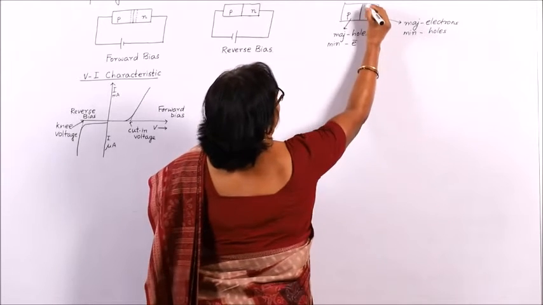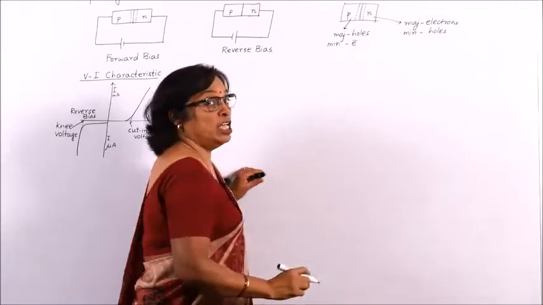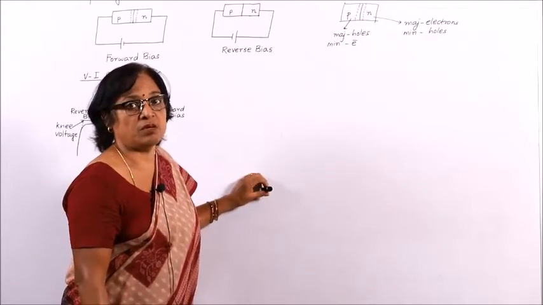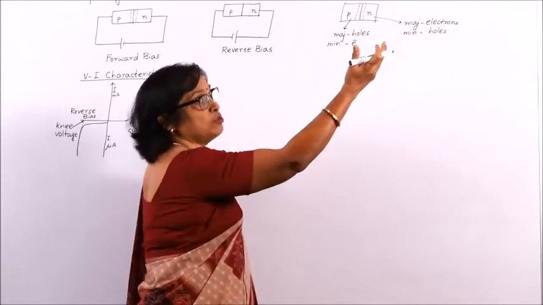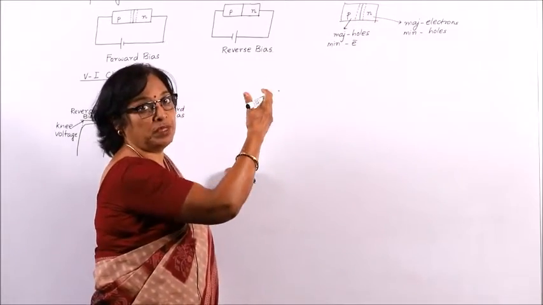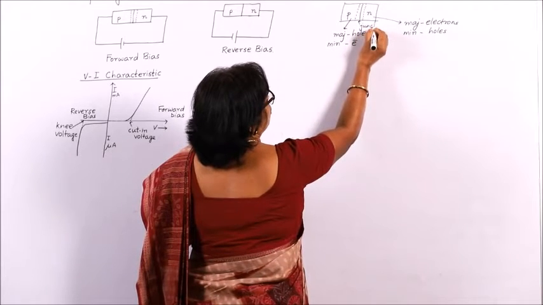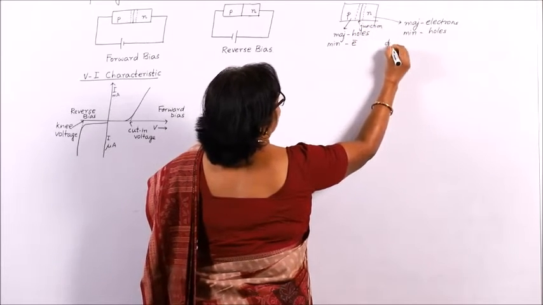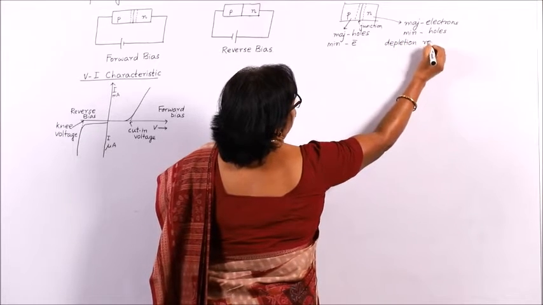And we studied that a depletion region is developed where immobile charges are present, because holes have moved from P to N and some electrons have moved from N to P. So, at the junction there is a depletion region where there are no mobile charges.